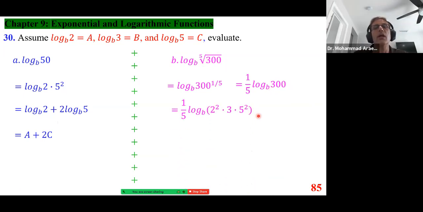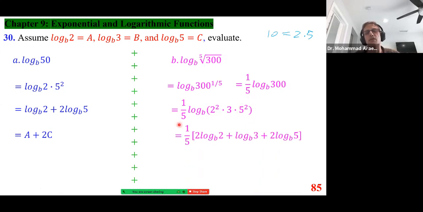I'm showing you factoring in a very fast manner. Remember, 10 is 2 times 5. And therefore, if this is 2 times 5, this is the same thing, and this is 3, this is what we have. Now cut them into pieces. This is 2 log 2, this is plus log 3, this is plus 2 log 5. Don't forget the 1/5 in front. And replace each one based on what's given. We are done. 1/5 times 2a plus b plus 2c. Whether you distribute the 1/5 or not, it doesn't make any difference.